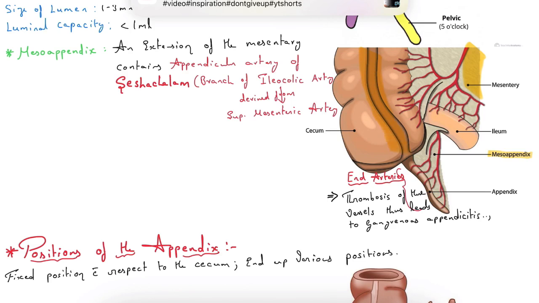In this mesoappendix we can see some end arteries. Because of these end arteries, sometimes the patient will get appendicitis; they may be very tiny capillaries or arteries. If any thrombosis happens in these vessels, it will lead to gangrene, or gangrenous appendicitis. So that's why this is very important.